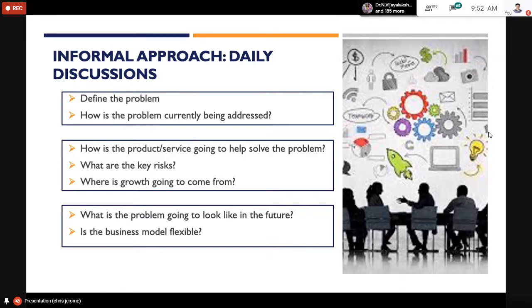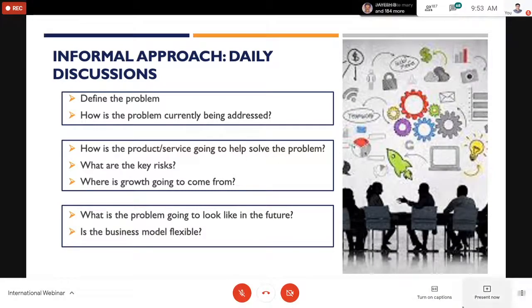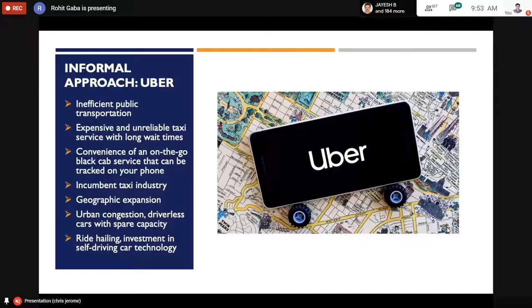Two, how is the problem currently being addressed? Three, thinking about how the specific product, business or service that you're evaluating is solving this problem. Then looking at the key risks, questioning where growth is going to come from, questioning what the problem is going to look like in the future, and thinking about whether the business model of the company that you're evaluating is flexible enough to solve the problems that arise in the future. And don't worry, I'll demonstrate how easily these 7 questions can be applied to a real life company.